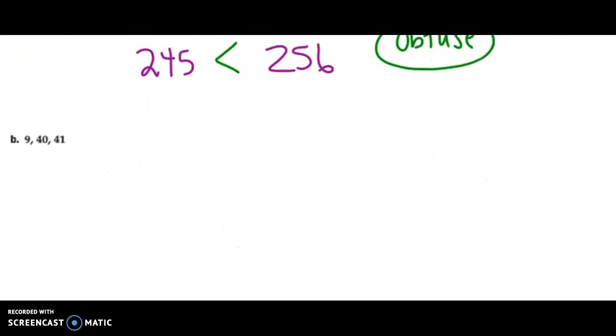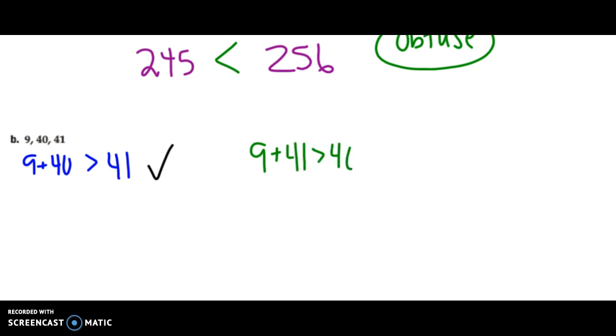Let's look at letter B. Now in letter B, 9 plus 40 is greater than 41. Check, that's correct. Let's go to the next one. 9 plus 41, bigger than 40? Check. Last one. 40 plus 41, bigger than 9? Check. So this is a triangle.